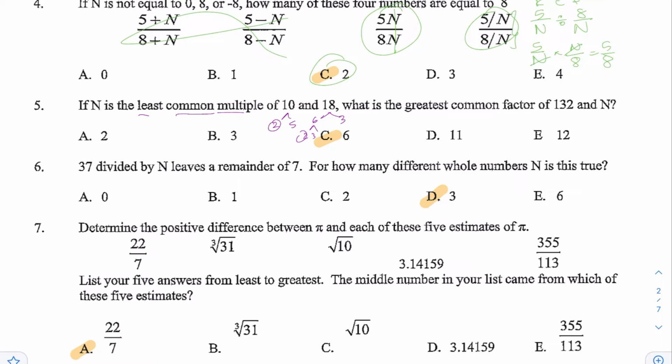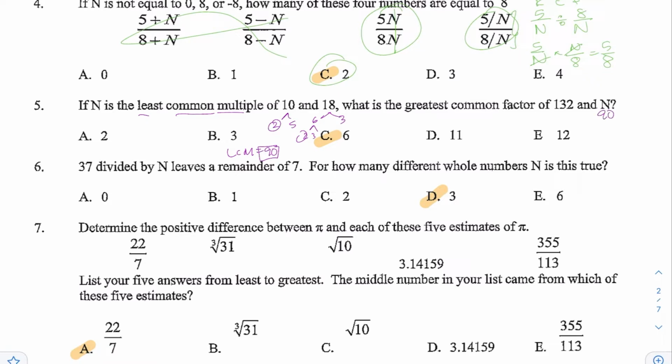And then those common factors, they'll count just once. And then 5 times 3 times 3 will be equal to 45. So 45 times 2 is 90. The LCM is equal to 90 here. It's the first number that shows up in the 10 and 18 times table. Now what you want to find is the greatest common factor between 132 and 90.